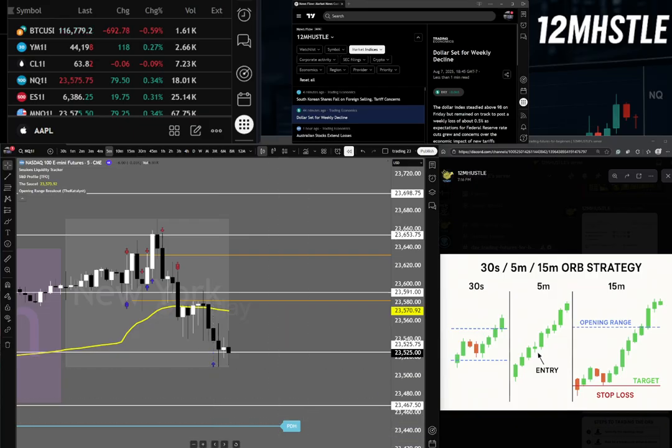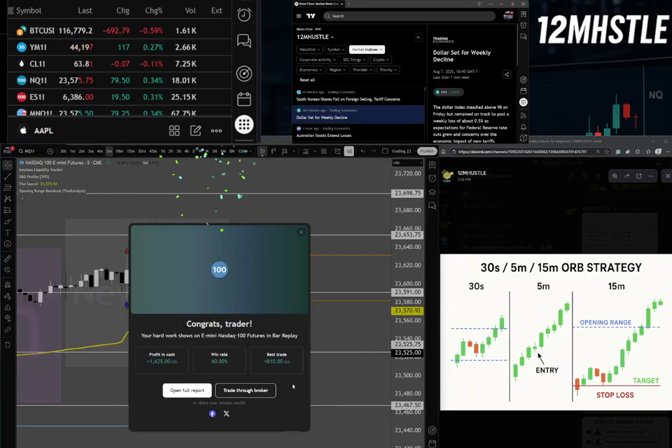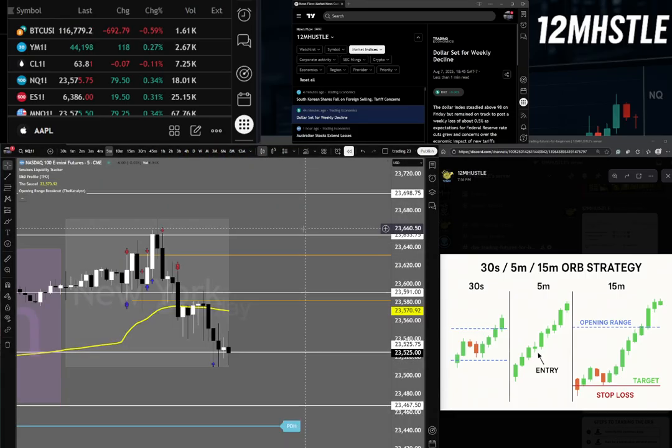So that's how that works on a 5-minute. These are the three most common, and this ends up being a 60% win rate. These are the most common opening range time frames that people have. Okay, next one is the 15.